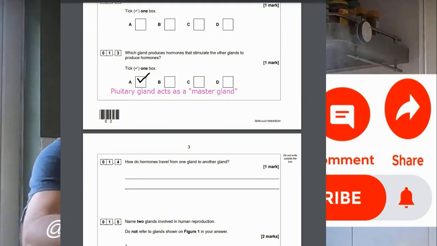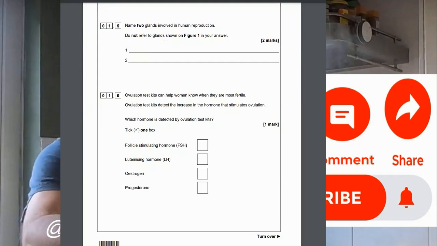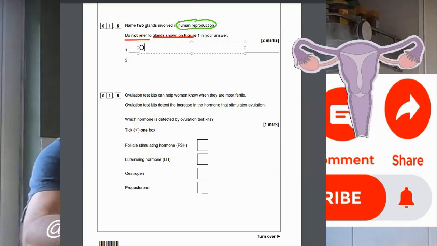How do hormones travel from one gland to another gland? So, how does the pituitary gland communicate with these other glands? And of course, hormones are chemicals that dissolve in the blood, so they travel in the blood. Right, the next question 1.5. Name 2 glands involved in human reproduction. Do not refer to the glands in figure 1. So, we can't really refer to the pituitary gland, which produces FSH and LH, which is part of the menstrual cycle. What glands are involved?